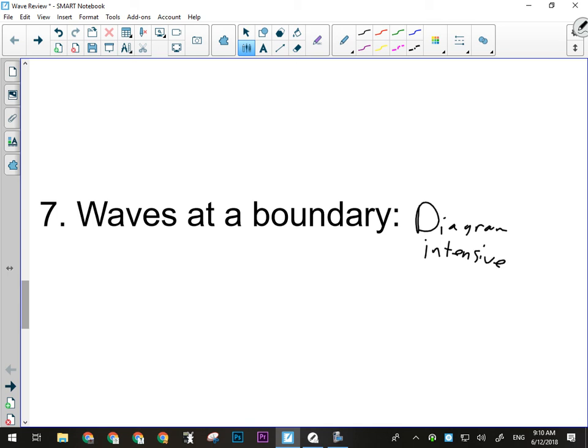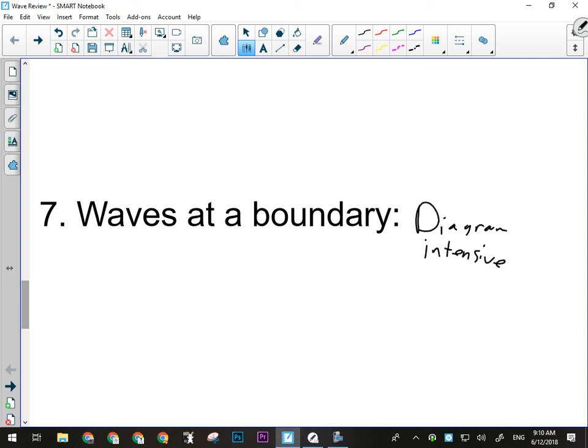And almost exclusively multiple choice. So I maybe give you a before and an after picture of waves encountering a boundary, and then ask you something like, is the second boundary, or is the second medium more dense or less dense than the first? Okay, how do we decide that?